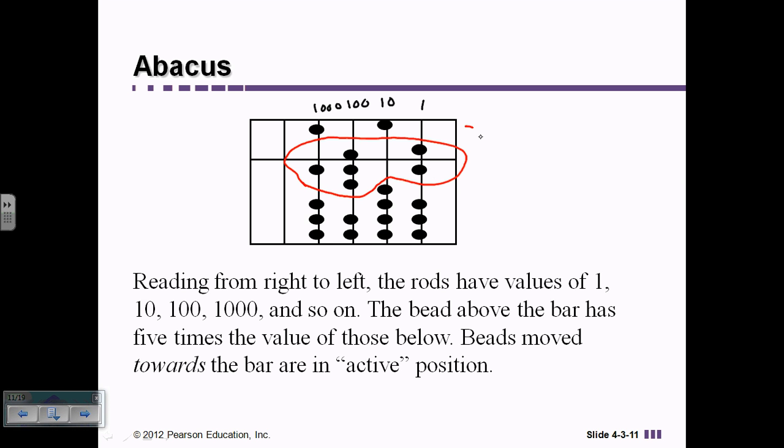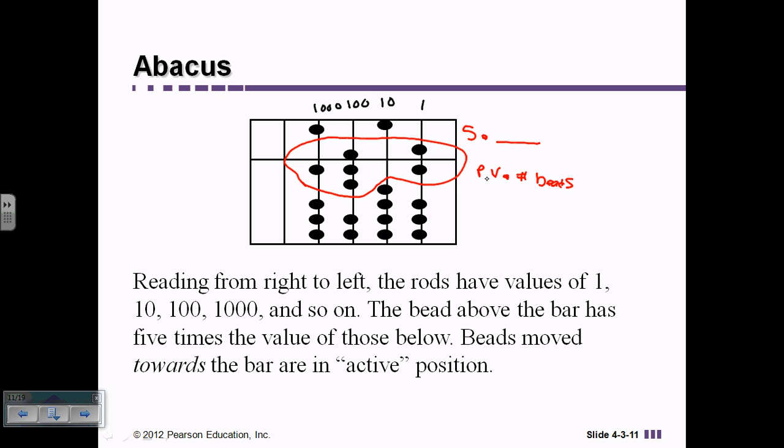So everything above the bar is 5 times its place value. So 5 times 1, or 5 times 10, or 5 times 100. Anything below the bar is just one single value, whatever place value it happens to be. So whatever the place value is times the number of beads.